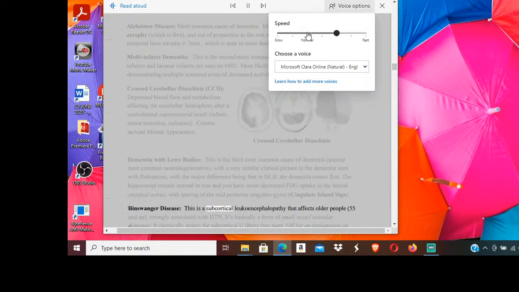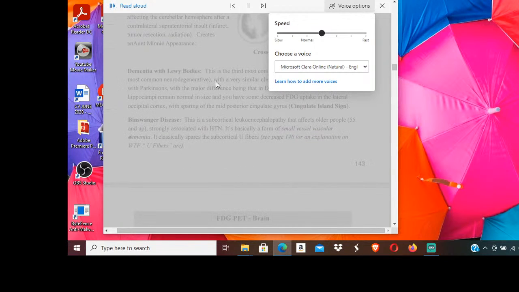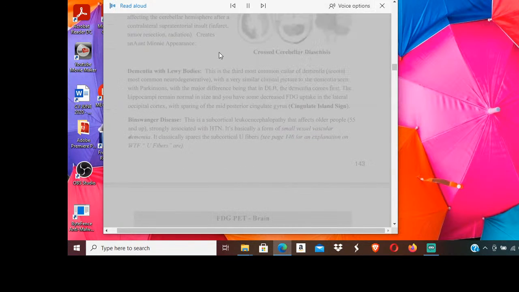Binswanger disease, this is a subcortical leukoencephalopathy that affects older people, 55 and up, strongly associated with HTN. It's basically a form of small vessel vascular dementia. It classically spares the subcortical U fibers. See page 146 for an explanation on what U fibers are.